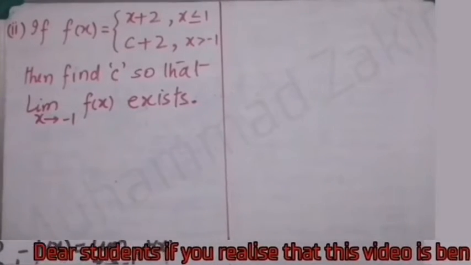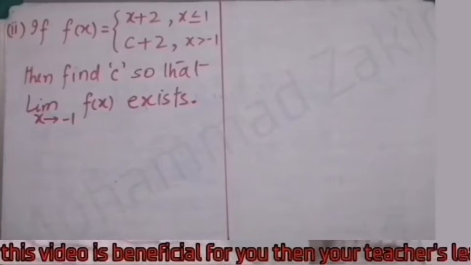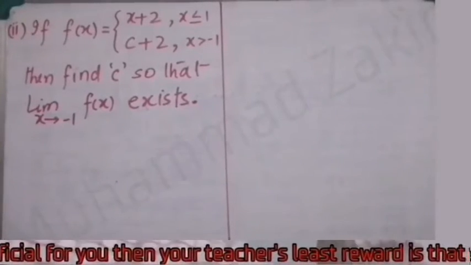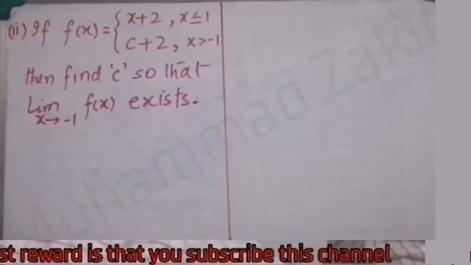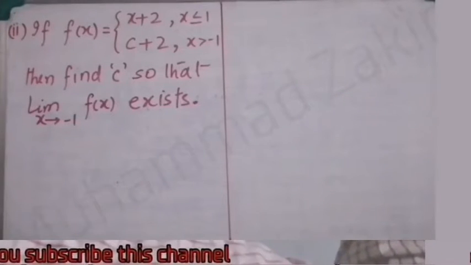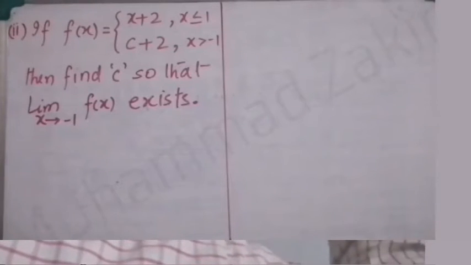This is the second question from the 2021 annual paper of the Federal Board. Second short question, where we have to find C, and it is given that the limit as x approaches minus 1 of f of x exists, and we have to find C when the function is defined in this way.